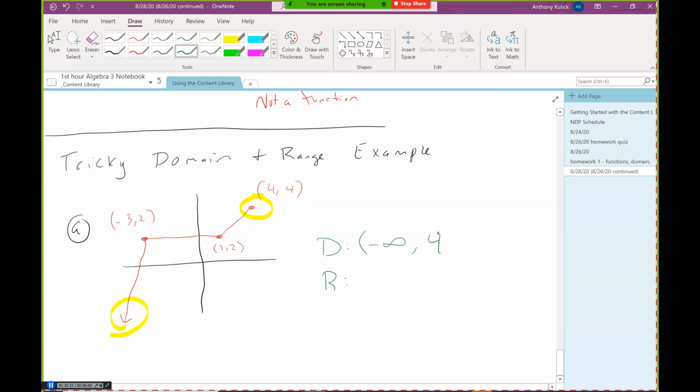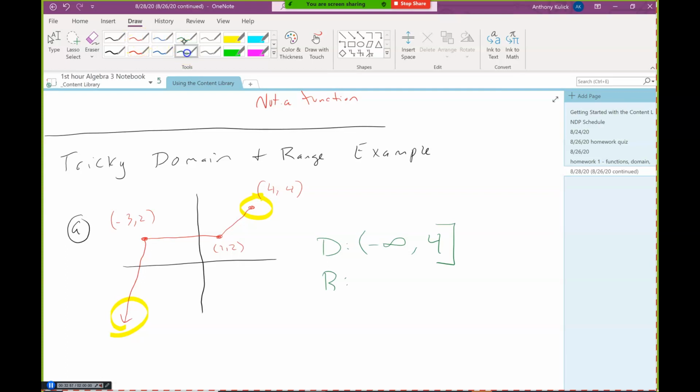Should I use a parenthesis or bracket here? Is there a point on my graph that has the x coordinate 4? Yes, so I should use the bracket for the 4. Is everybody okay there? Okay.